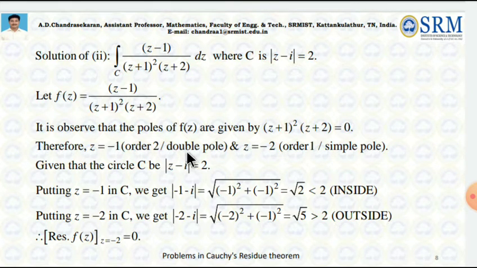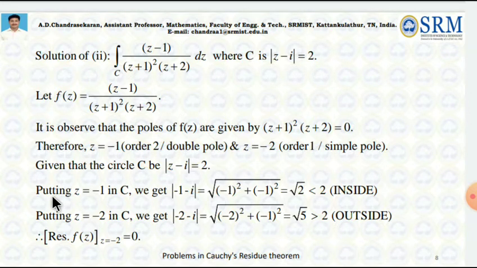It is also known as double pole. Order 2 means double pole. And z equal to minus 2 is order 1 or simple pole. Let us check whether these poles lie inside, outside, or on the given circle |z - i| = 2. So what is this? 2 is the radius. Got it?